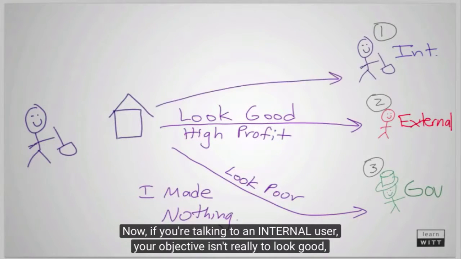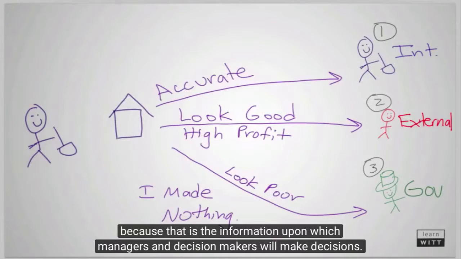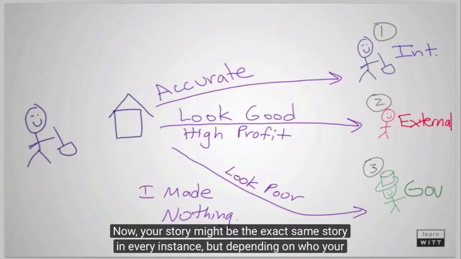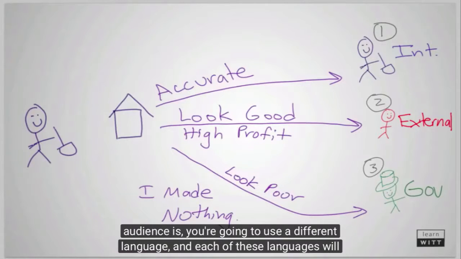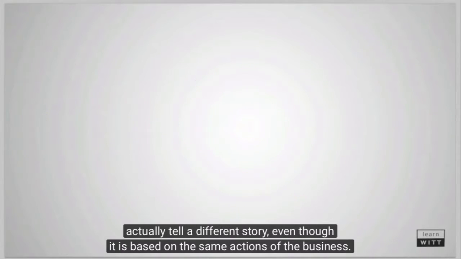Now, if you're talking to an internal user, your objective isn't really to look good or to look like you made nothing. It's really just to tell it as accurately as you can, because that's the information upon which managers and decision makers will make decisions. Now, your story might be the exact same story in every instance, but depending on who your audience is, you're going to use a different language, and each of these languages will actually tell a different story, even though it's based on the same actions of the business.